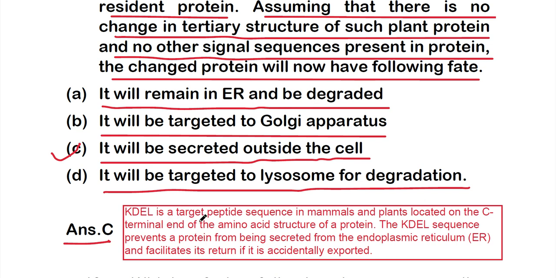KDEL is a target peptide sequence in mammals and plants located on the C-terminal end of the amino acid structure of a protein. The KDEL sequence prevents a protein from being secreted from the endoplasmic reticulum and facilitates its return if it is accidentally exported. So if the KDEL sequence is removed from the protein, then it will be secreted from the ER.